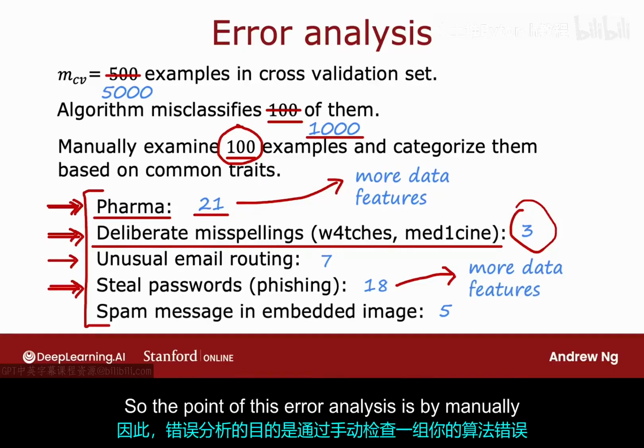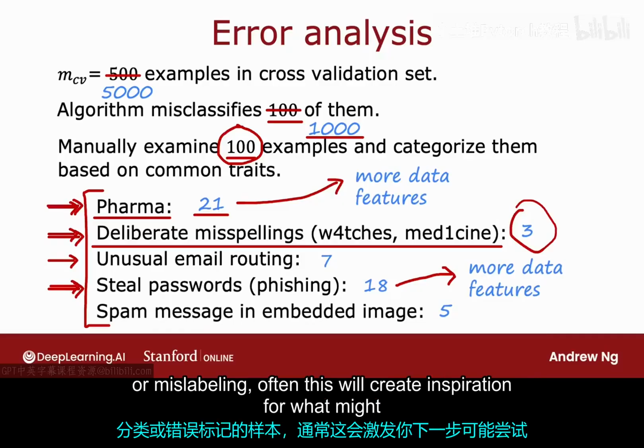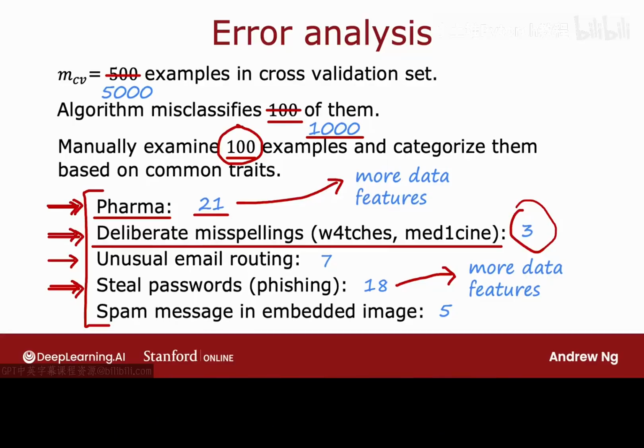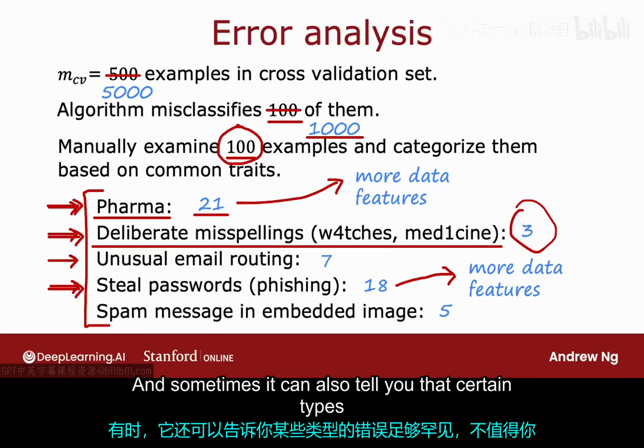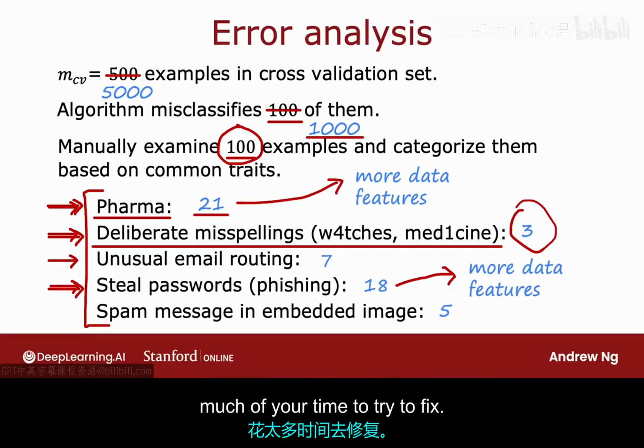So the point of this error analysis is by manually examining a set of examples that your algorithm is misclassifying or mislabeling, often this will create inspiration for what might be useful to try next. And sometimes it can also tell you that certain types of errors are sufficiently rare that they aren't worth as much of your time to try to fix.